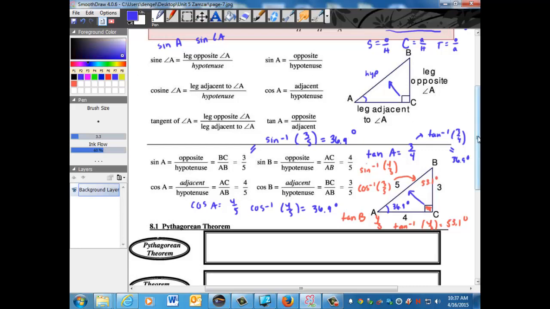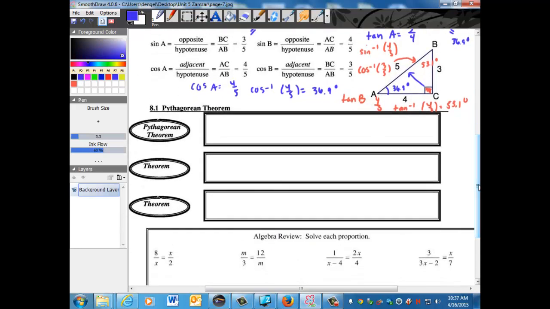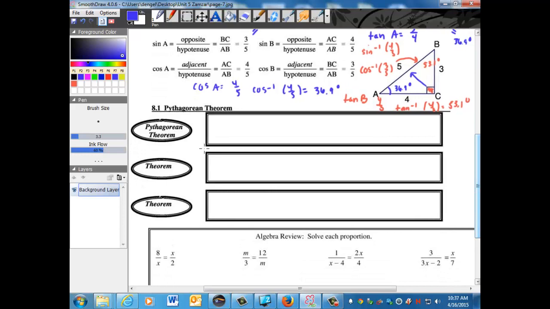All right, we finish up with a theorem that we've seen many times before. It is called the Pythagorean theorem. It works on right triangles. So let's include that in our notes, right triangles only. And if we have a right triangle, we can say a squared plus b squared equals c squared, where c is our hypotenuse. All right, and then a and b would be a height and a base, or a leg and a leg.